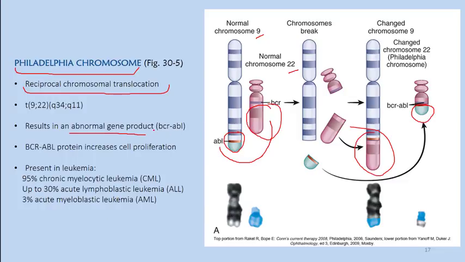And so this abnormal gene product ends up having the effect of increasing cell proliferation. And so the Philadelphia chromosome is seen in leukemia, in most cases of chronic myelocytic leukemia, but also seen in other types of leukemia as well. So you can see its clinical effect.